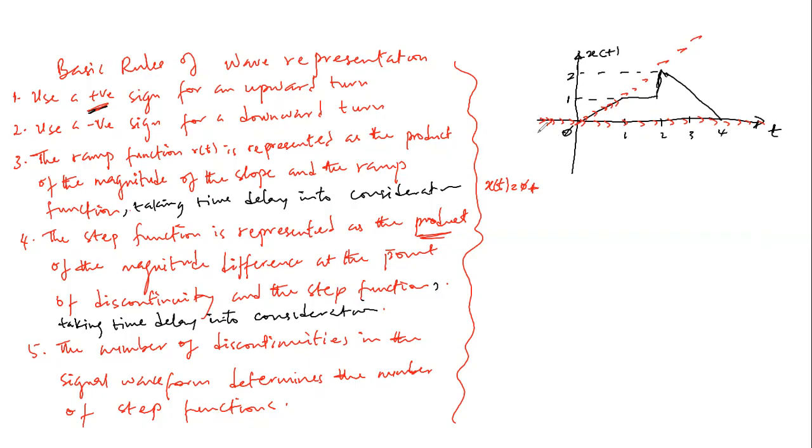Okay, and it's a ramp function. And for a ramp function, this is represented by the product of the magnitude of the slope, and the slope here is 1 minus 0 divided by 1 minus 0, times the ramp function, r of t, and at point t equal to 0, minus 0, taking the time delay into consideration. At this point, there's no time delay. Okay, now it keeps going.